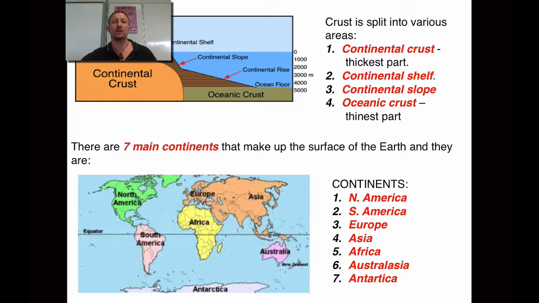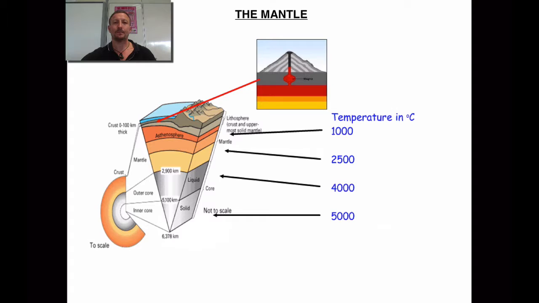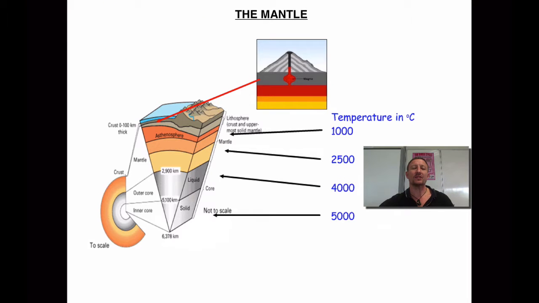The continents will go into the oceanic crust as well, and they will form what we call plates, and we will look at these plate movements later on. The next thing, as we go further down into the Earth, is the mantle. Now, you can see here, this is a cross-section of the core. You can see the crust on the top, and the crust is, as we say, a very, very thin layer.